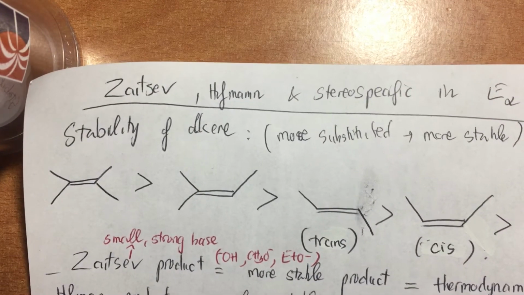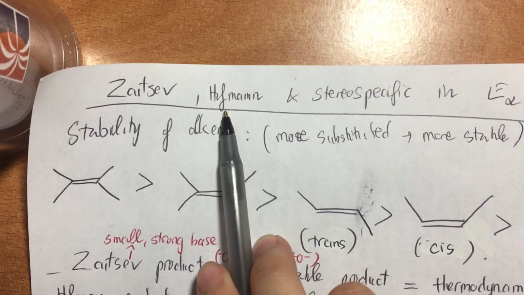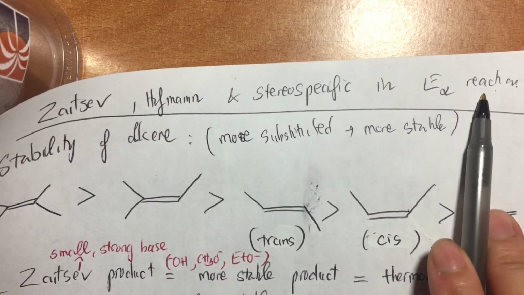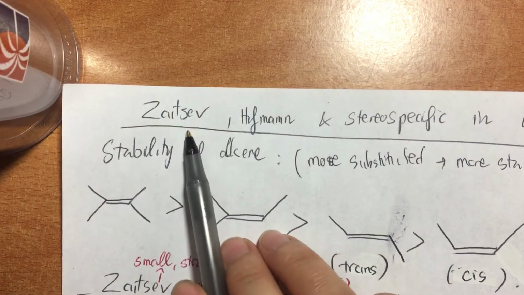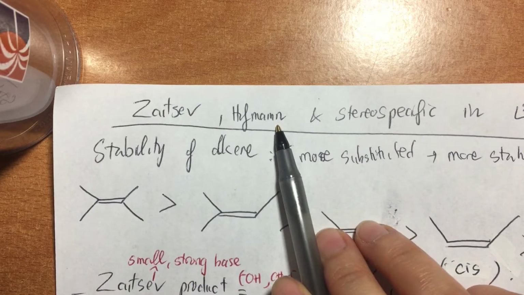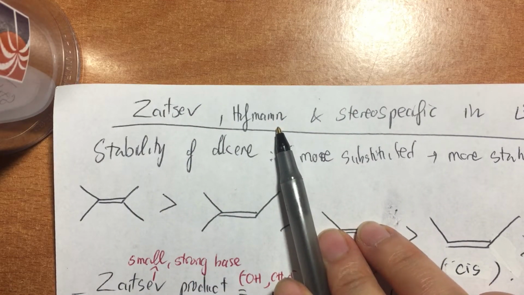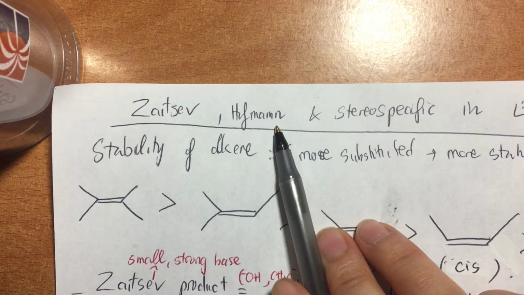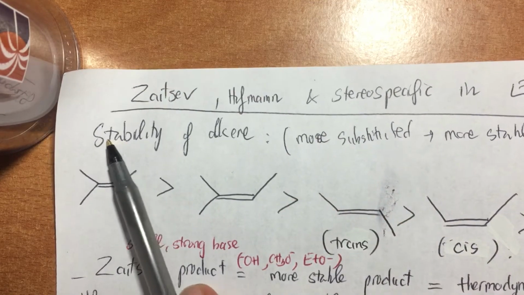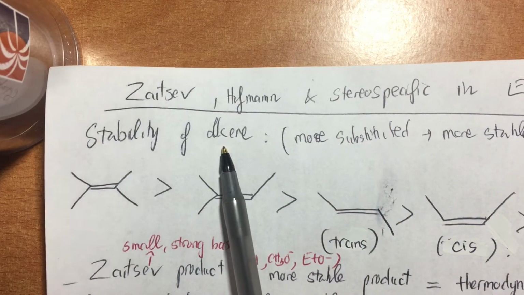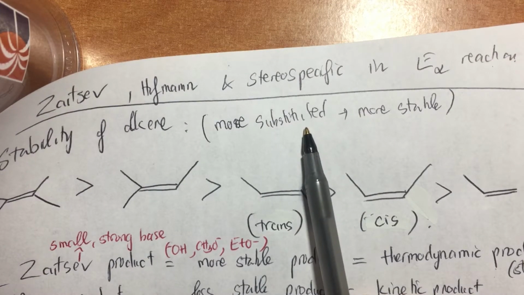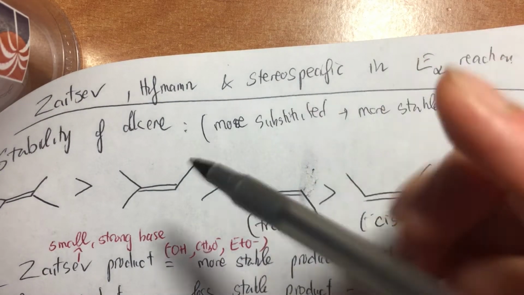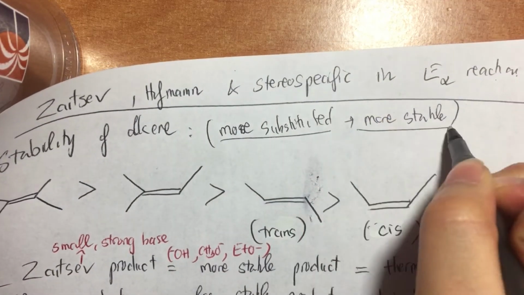Today we will talk about Zaitsev and Hofmann products in E2 reaction. So first we gotta understand what is Zaitsev product, what is Hofmann product, and also we gotta know when each product is favored. First we gotta understand the stability of an alkene. The more substituted an alkene, the more stable it is. So the more substituted, the more stable.